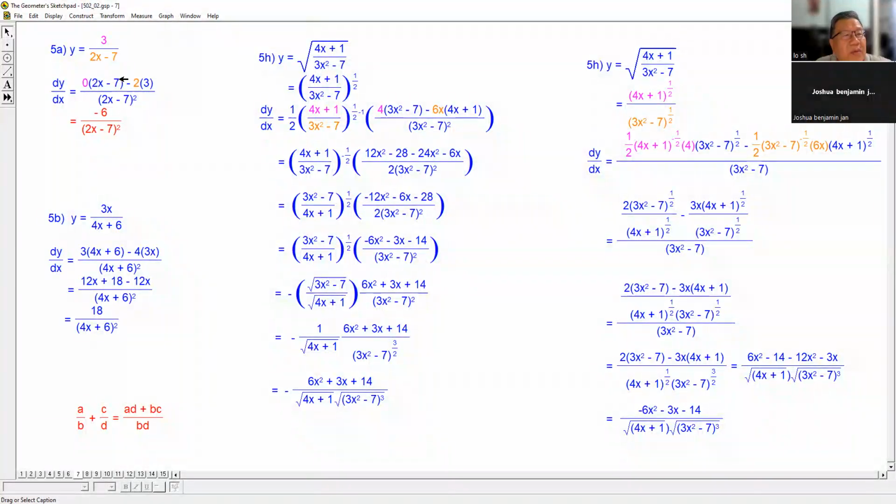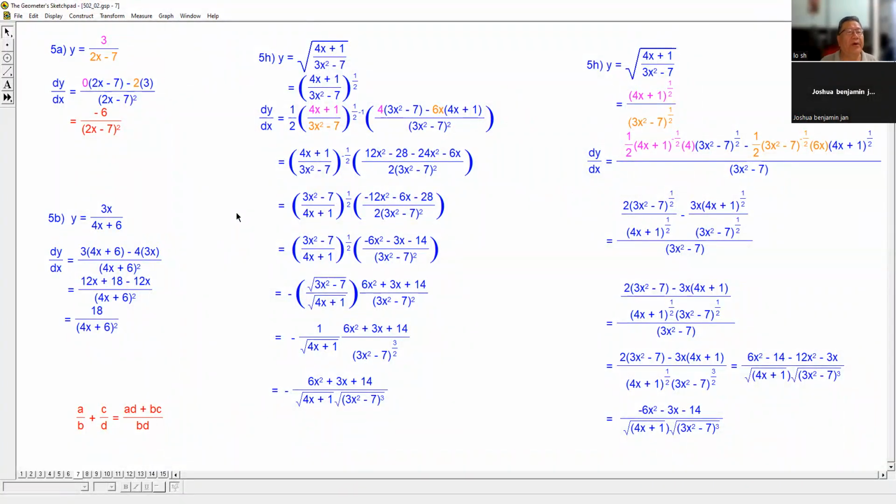So this one multiplied with 0, the whole thing becomes 0. No need to think about this. Negative 2 times 3, negative 6. Then the bottom square. So this is the answer. Okay, this is the answer.